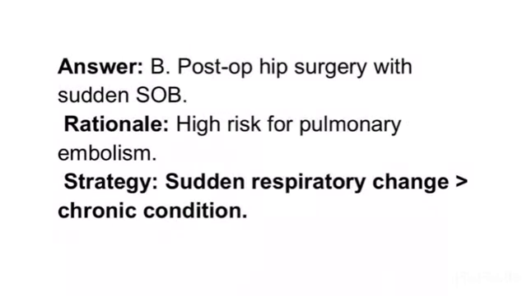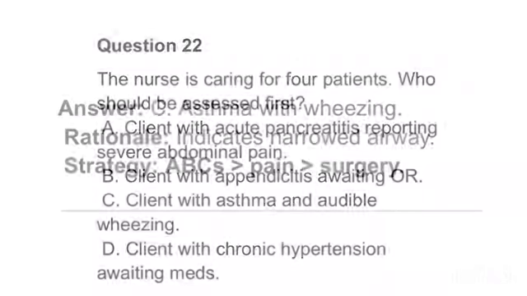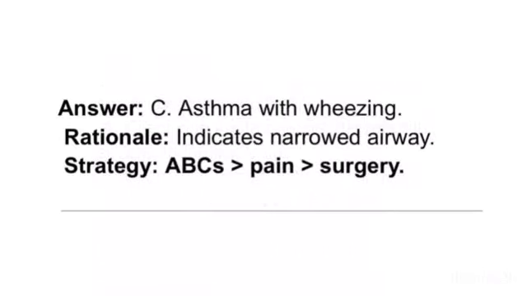Question 22. The nurse is caring for 4 patients. Who should be assessed first? A. Client with acute pancreatitis reporting severe abdominal pain. B. Client with appendicitis awaiting OR. C. Client with asthma and audible wheezing. D. Client with chronic hypertension awaiting meds. Answer: C. Asthma with wheezing. Rationale: indicates narrowed airway. Strategy: ABC's over pain and surgery.